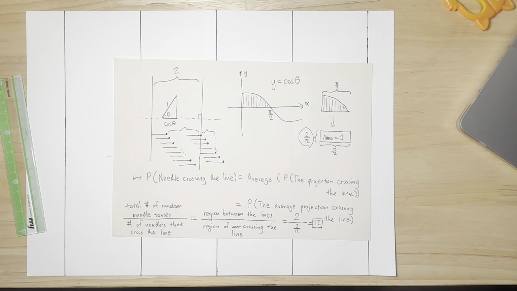So this is a really simple proof of why this experiment outputs pi, which only needs a really fundamental basis of calculus.